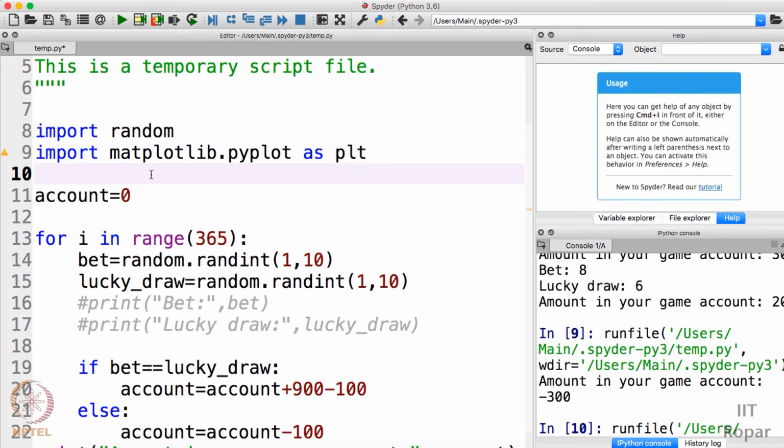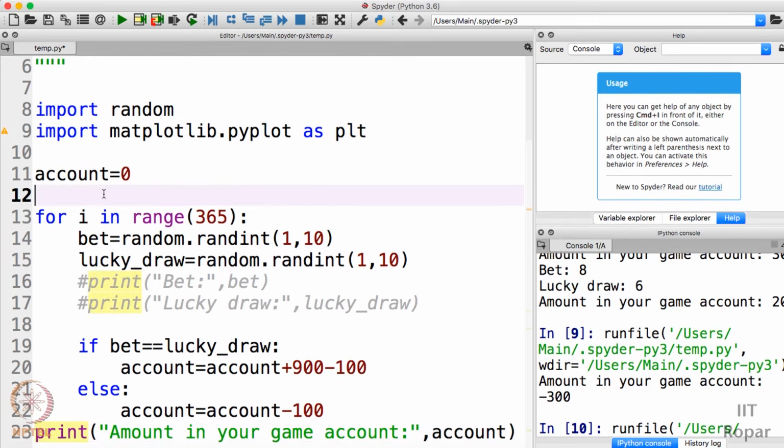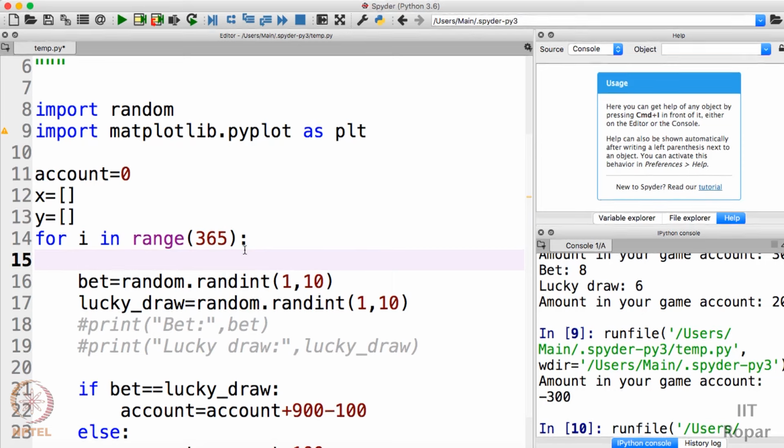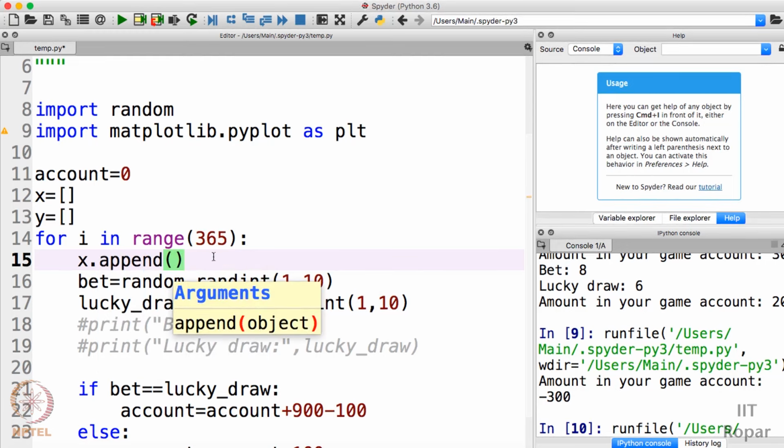So I have imported it, and now I need to plot it, right? So I need an x-axis and a y-axis. So I need two lists. Let x denote the x-axis quantity and let y denote the y-axis quantity. At the beginning of each day, I have to add one value to my x-axis: day 1, day 2, day 3, something like that. So at the beginning of the loop, I will add that to my x list. x.append is the functionality to add an element into your list. So what should I add? The first day, I add 1, second day 2, third day 3, something like that.